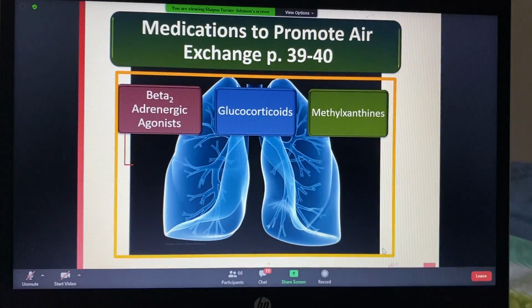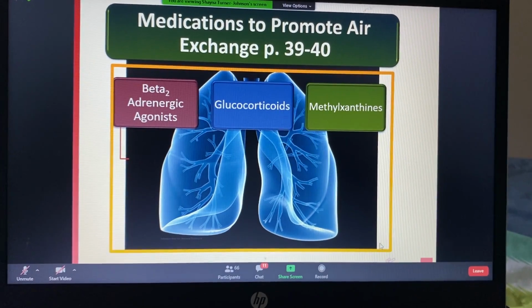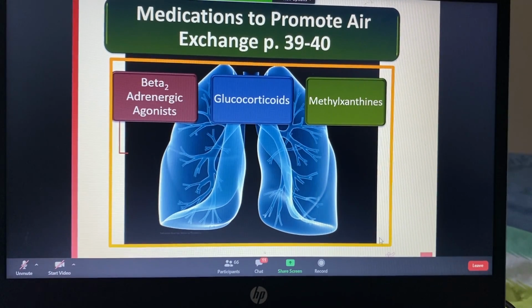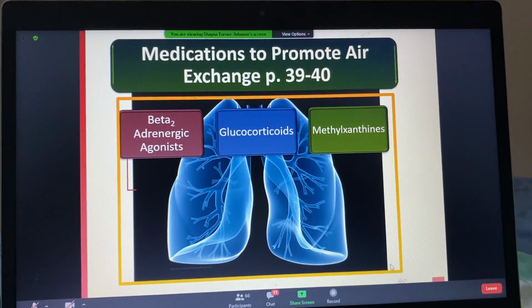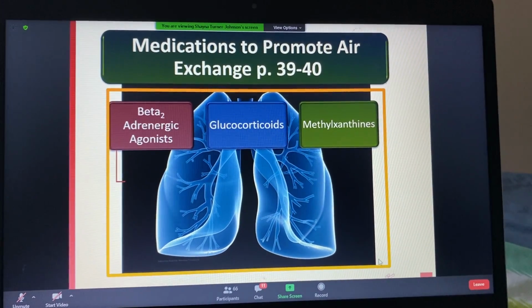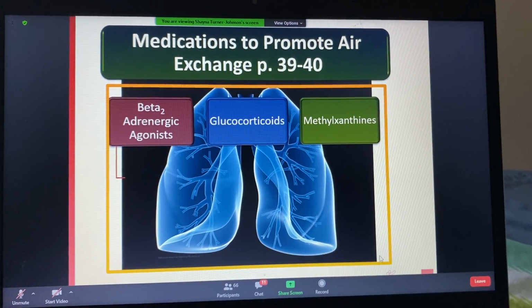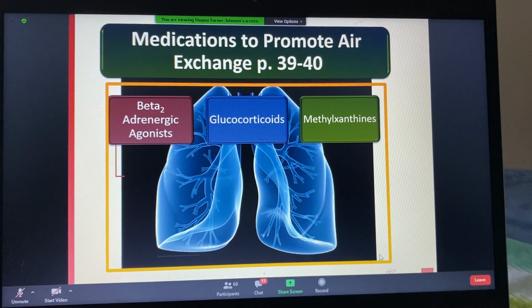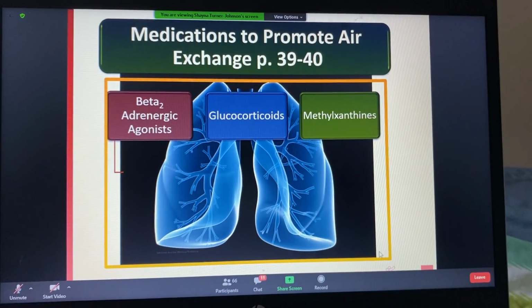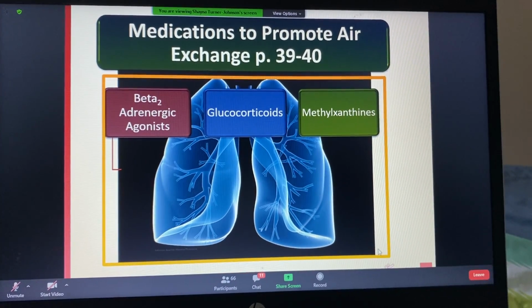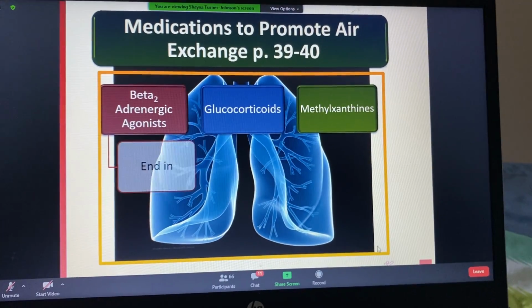All right, let's review some other medications to promote air exchange. So we have things like beta-2 adrenergic agonists. You'll begin to find that as the day moves forward, the last hour or so, I'll get caught up in my words after talking for so many hours. Sometimes I even make up my own words because I'm moving so fast.